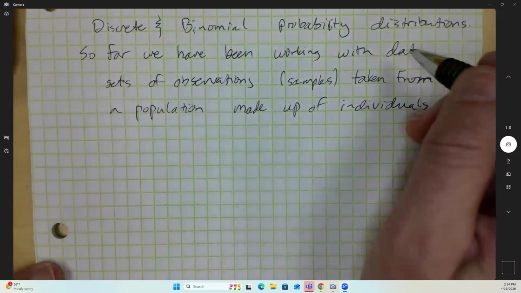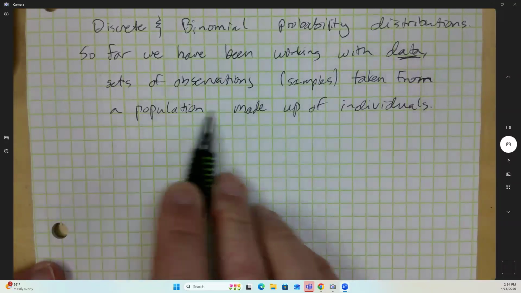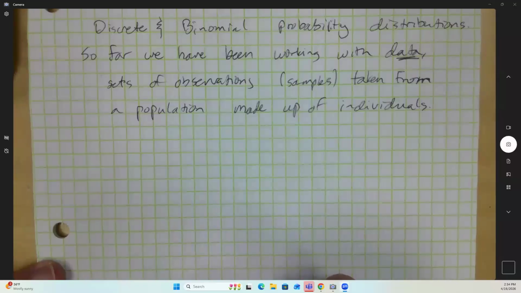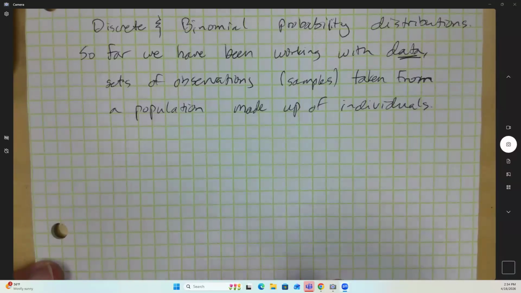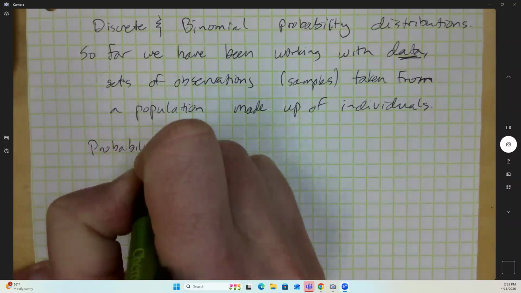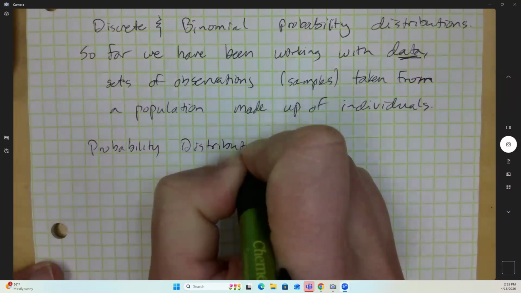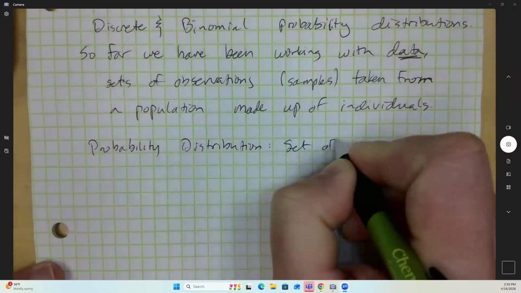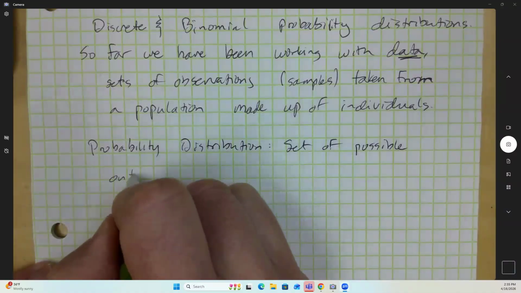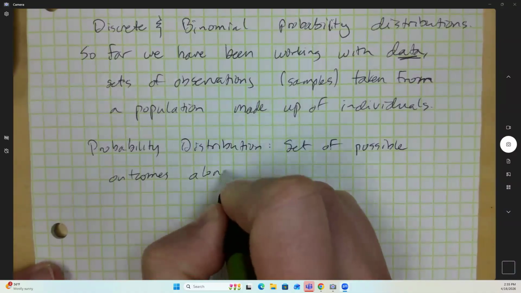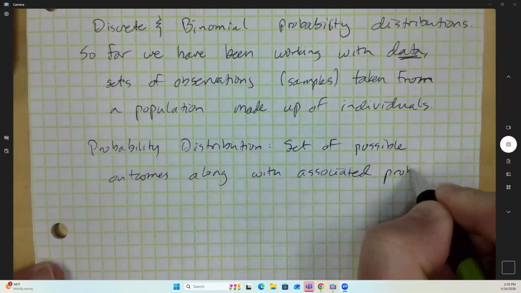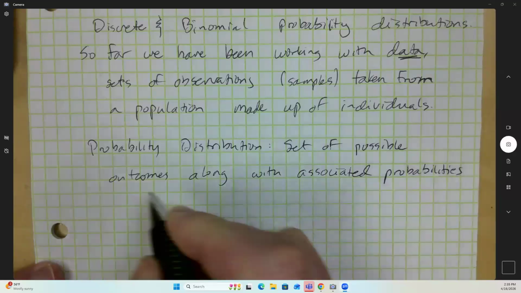So data from a set of observations taken from a population is one idea that we study in statistics. The other is a probability distribution, which is a set of possible outcomes along with associated probabilities for each outcome.